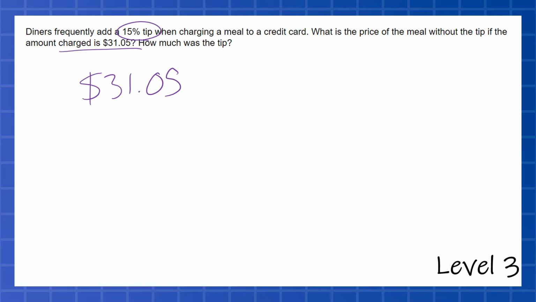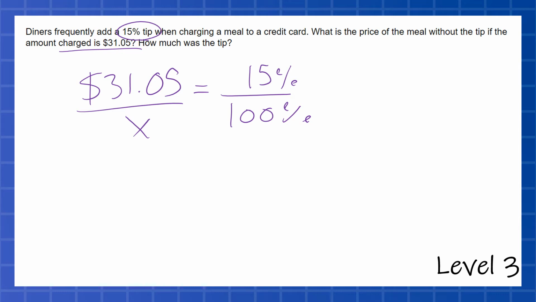Okay, so if that's including tip and we want to know how much was the tip, we can set up a percent problem, but I want you to notice this is not 15%. If we set it up as 15% over 100% and we try to find this, what we're going to find is that we were charged $31.05, but it actually cost us hundreds of dollars to eat this meal, and that's not true. So what are we missing? We're missing the fact that $31.05 is not just the tip. It's not just the percent of the tip. It's also the whole meal. So we need to put that $31.05 equal to 115%.